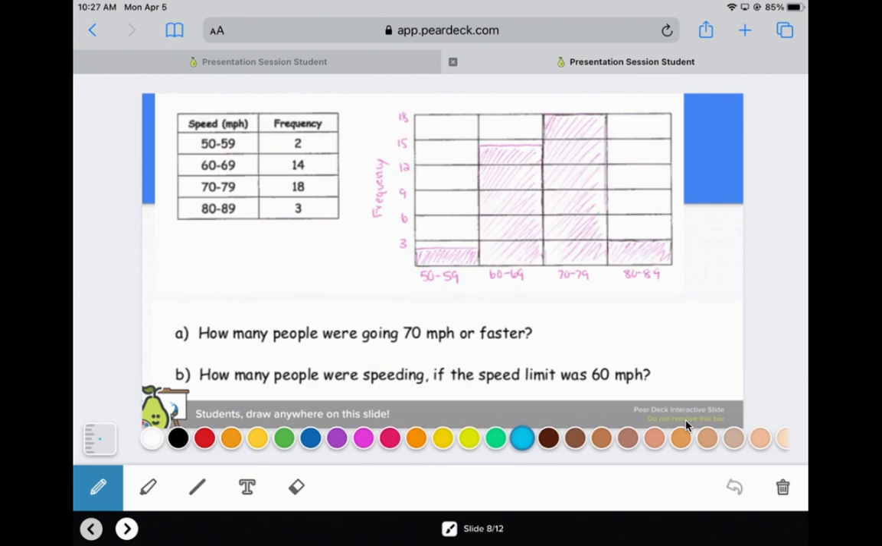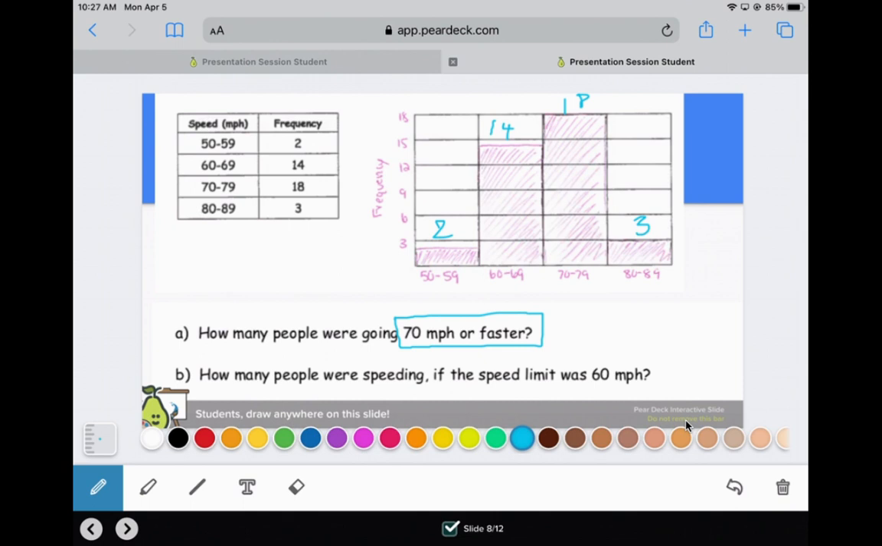So here's a question asking how many people went 70 miles per hour or faster. Okay, so we have the option right here. You have the table and you have the frequency table. You can use either one, it doesn't matter. But this one was asking, so let me label this one again. This is 2, this is 14, this is 18, and this is 3.